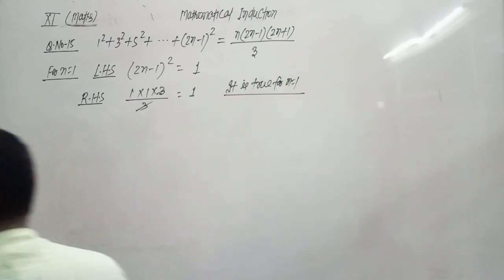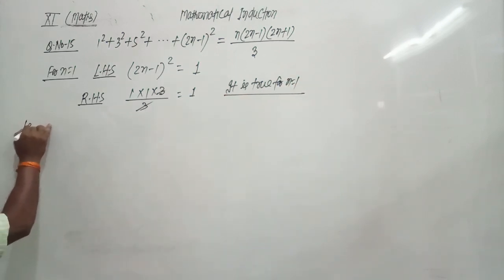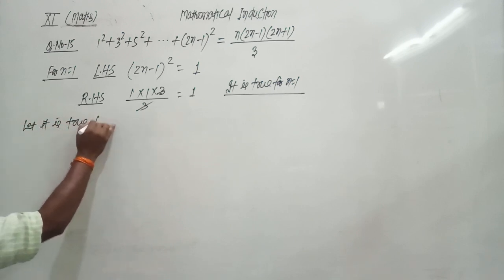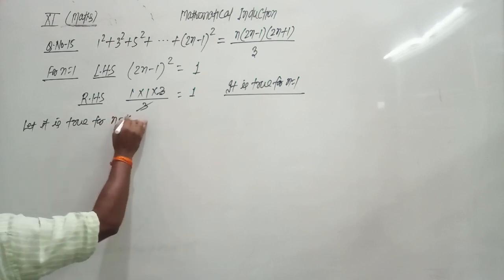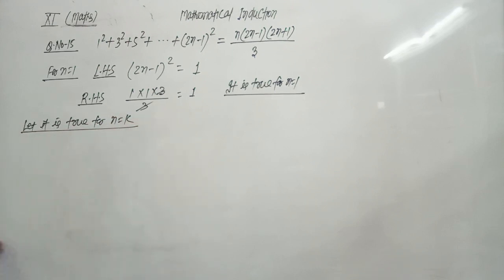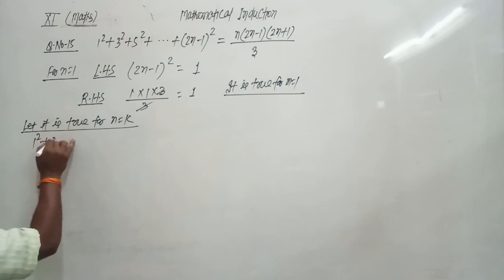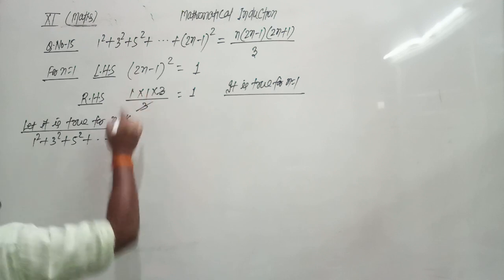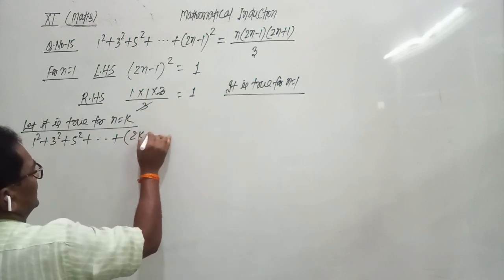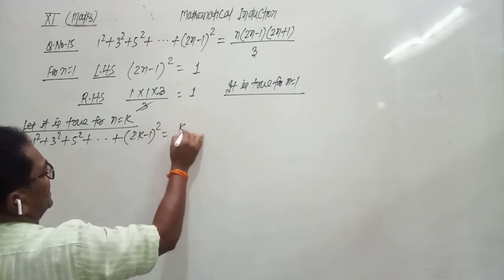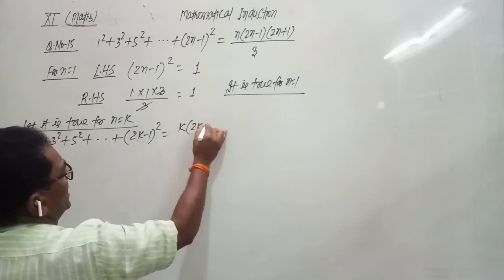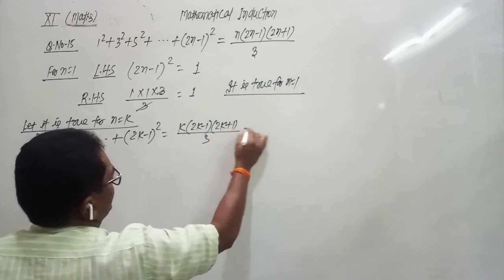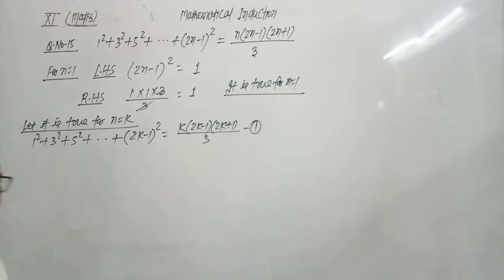In the next step, we suppose, let it be true for n equals k. So 1 square plus 3 square plus 5 square plus, put the value of n equals k, that is 2k minus 1 the whole square, equals k into 2k minus 1 into 2k plus 1 upon 3. Everywhere at the place of n, we put k.